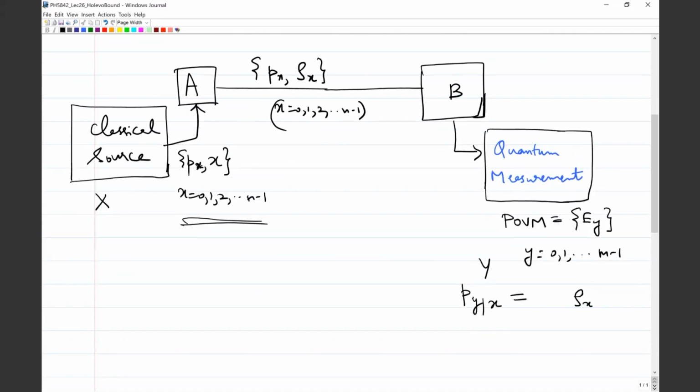Place rho x ey, exactly. Okay, so I hope everyone remembers this. So this will be the quantity of interest here, the classical quantity of interest, right? It's going to be the conditional probability of getting y given x, right? Okay, so this is the setting that we have.